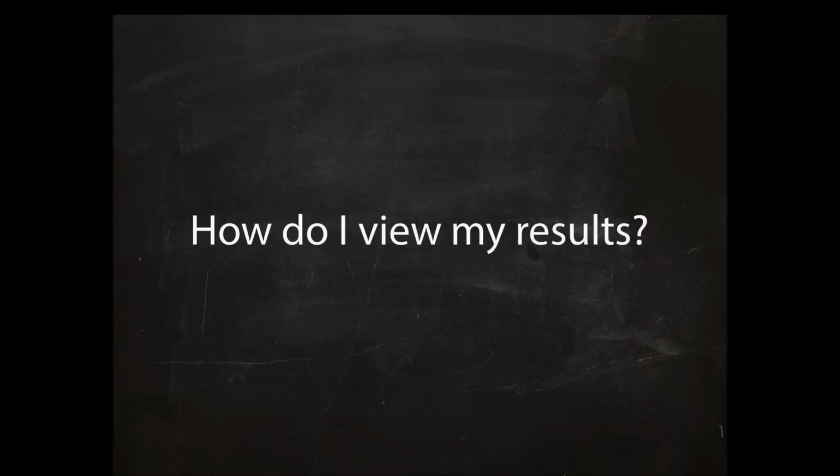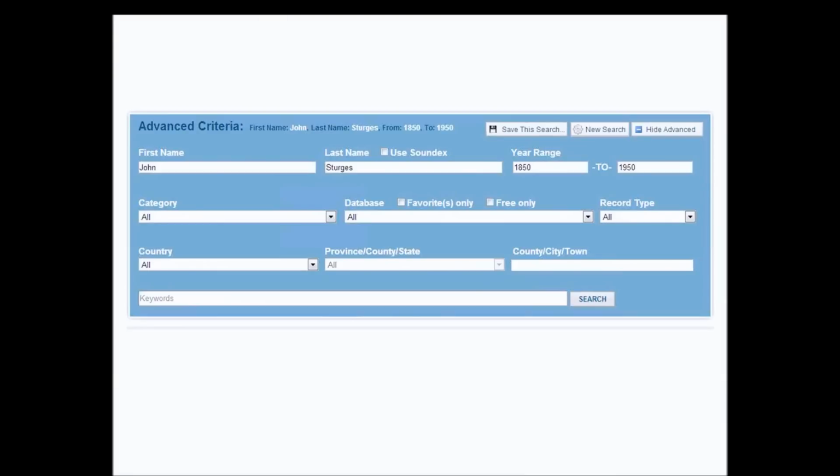So now we've done a search. Let's take a look at some results again. So for this search, rather than doing a keyword search, which as we saw was very wide, I'm going to do a search for John Sturgis, and I'm going to narrow it down between 1850 and 1950.